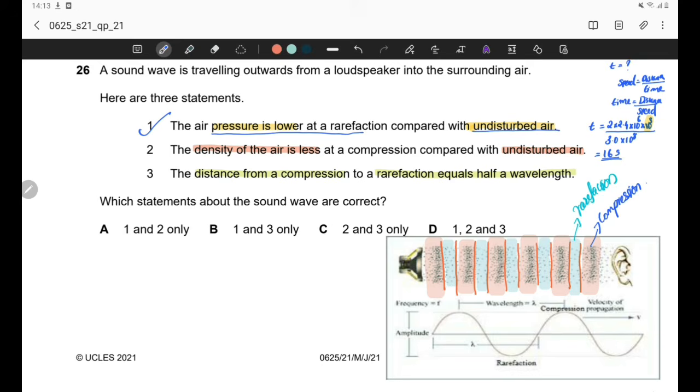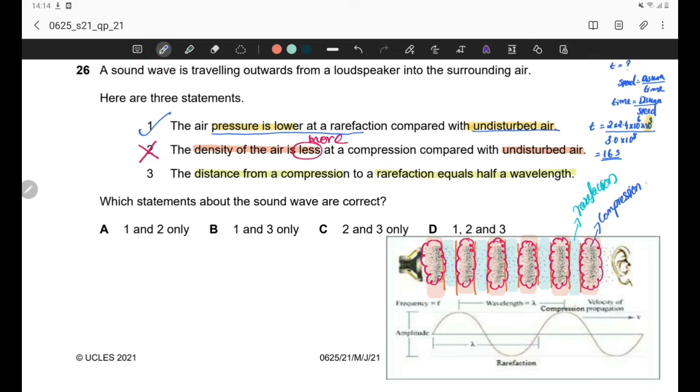The second statement says that the density of air is less at compression compared with undisturbed air. But when we look at the picture itself, we can understand. Look at the compression regions, where you can see the particles are more closely packed, right? Particles are staying closer together. That means the density must be greater there, because the number of particles is more in the same space or volume. So always the density of air is more in compression. So statement 2 is wrong.